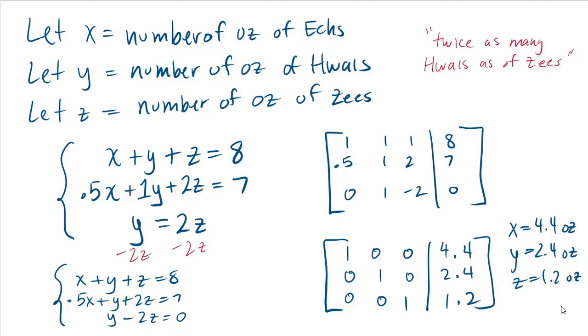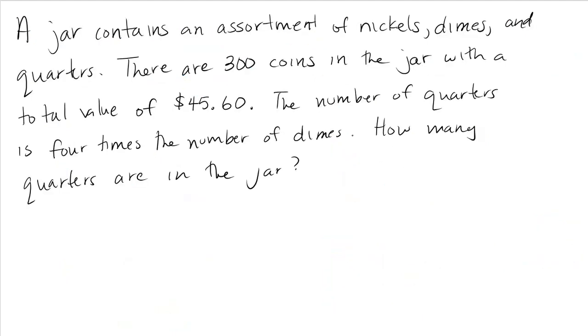Let's try a similar problem, and this time I'm going to have you try to come up with the equations. This says a jar contains an assortment of nickels, dimes, and quarters. There are 300 coins in the jar with a total value of $45.60. The number of quarters is 4 times the number of dimes. How many quarters are in the jar?